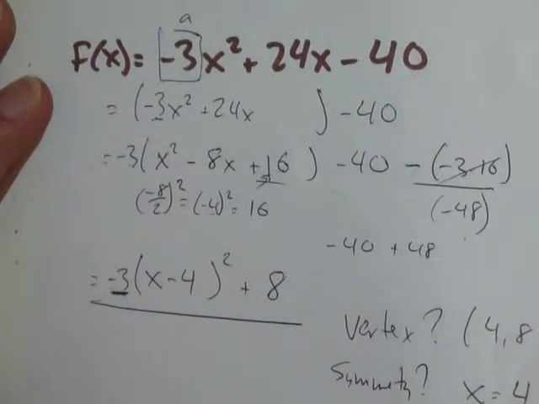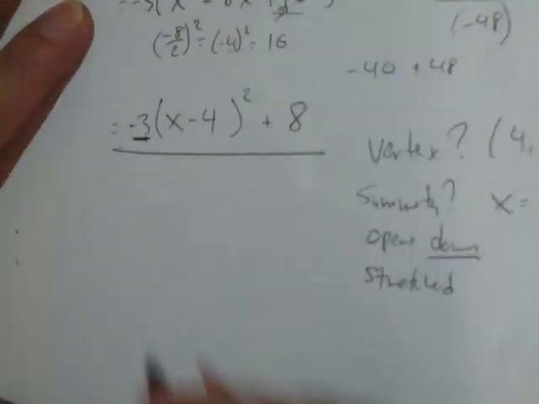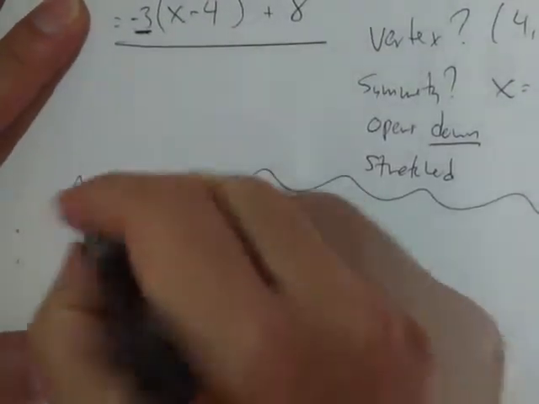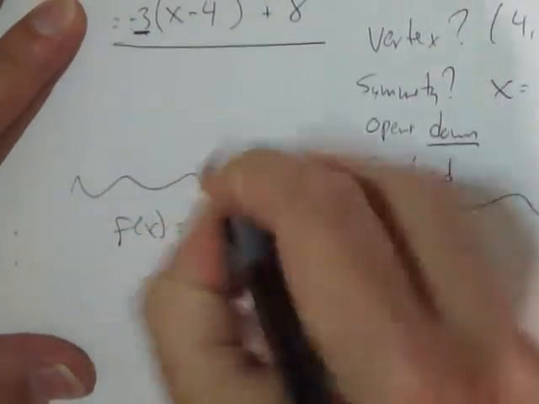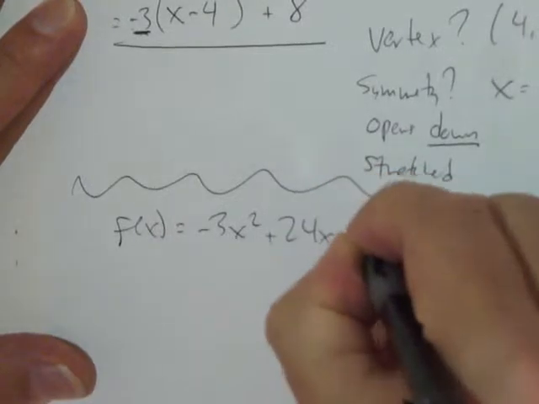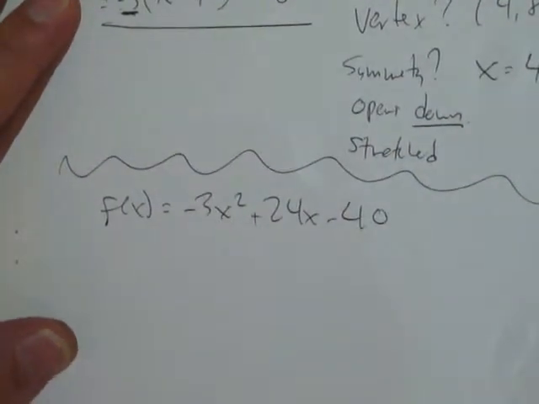Now this is kind of a big drawn out process, a very complicated thing. There is a shortcut. Let's take a look at the shortcut. Here's how the shortcut works. We have f of x equals negative 3x squared plus 24x minus 40. The shortcut's very nice. Here's how it goes down.